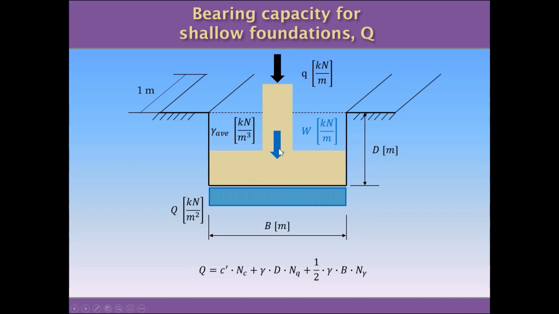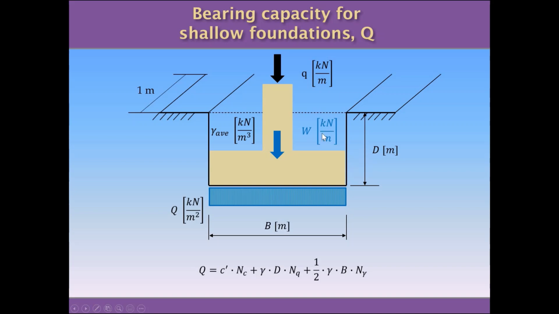So on this foundation, we are going to have a small q, which is a force per meter, because we are considering a meter depth. And this is the force that is coming from the building, for a wall, for example. We are going to have as well the self-weight of the structure plus the self-weight of the soil on top of the structure in this area and in this area. And this is the reason why we are going to use this unit weight average, which is the unit weight average between the soil and the foundation.